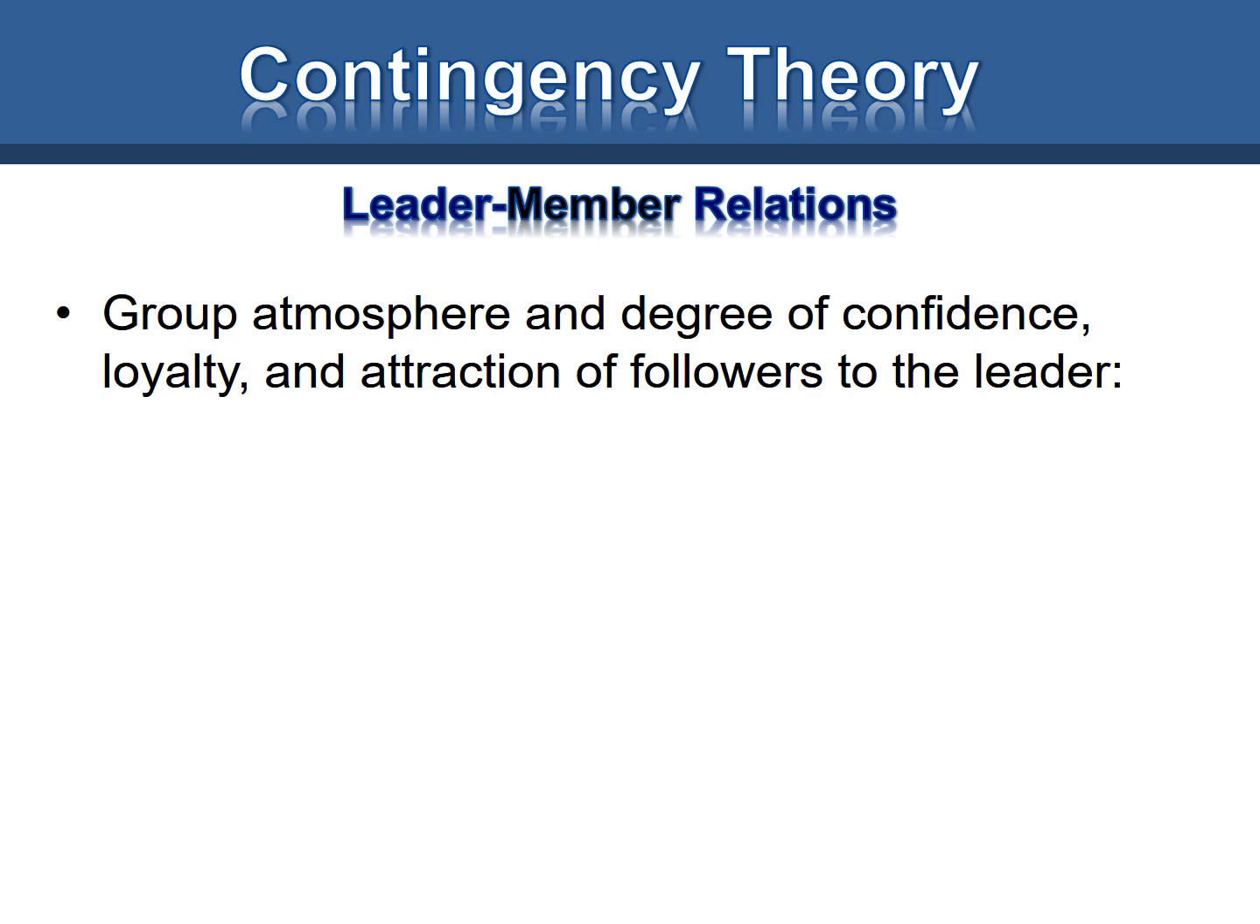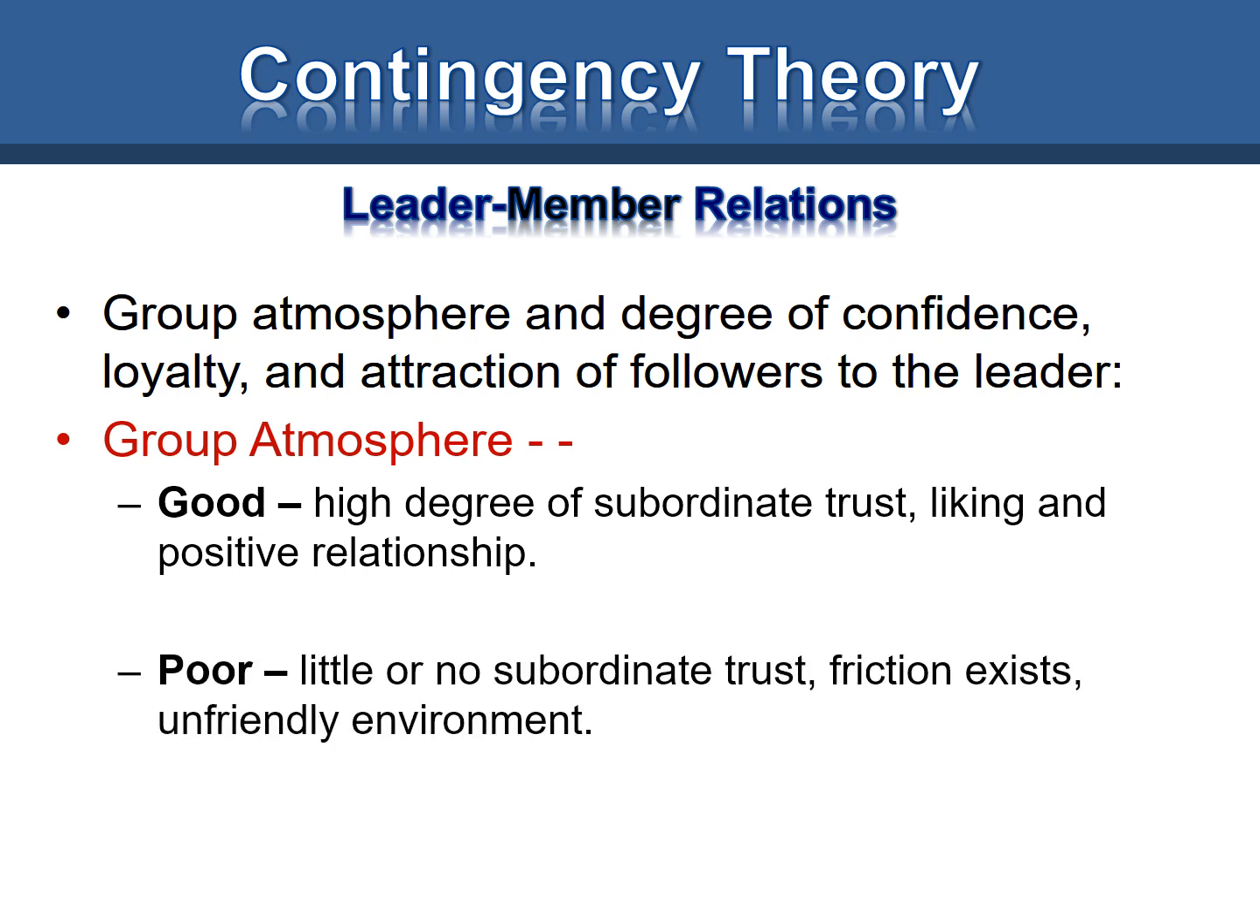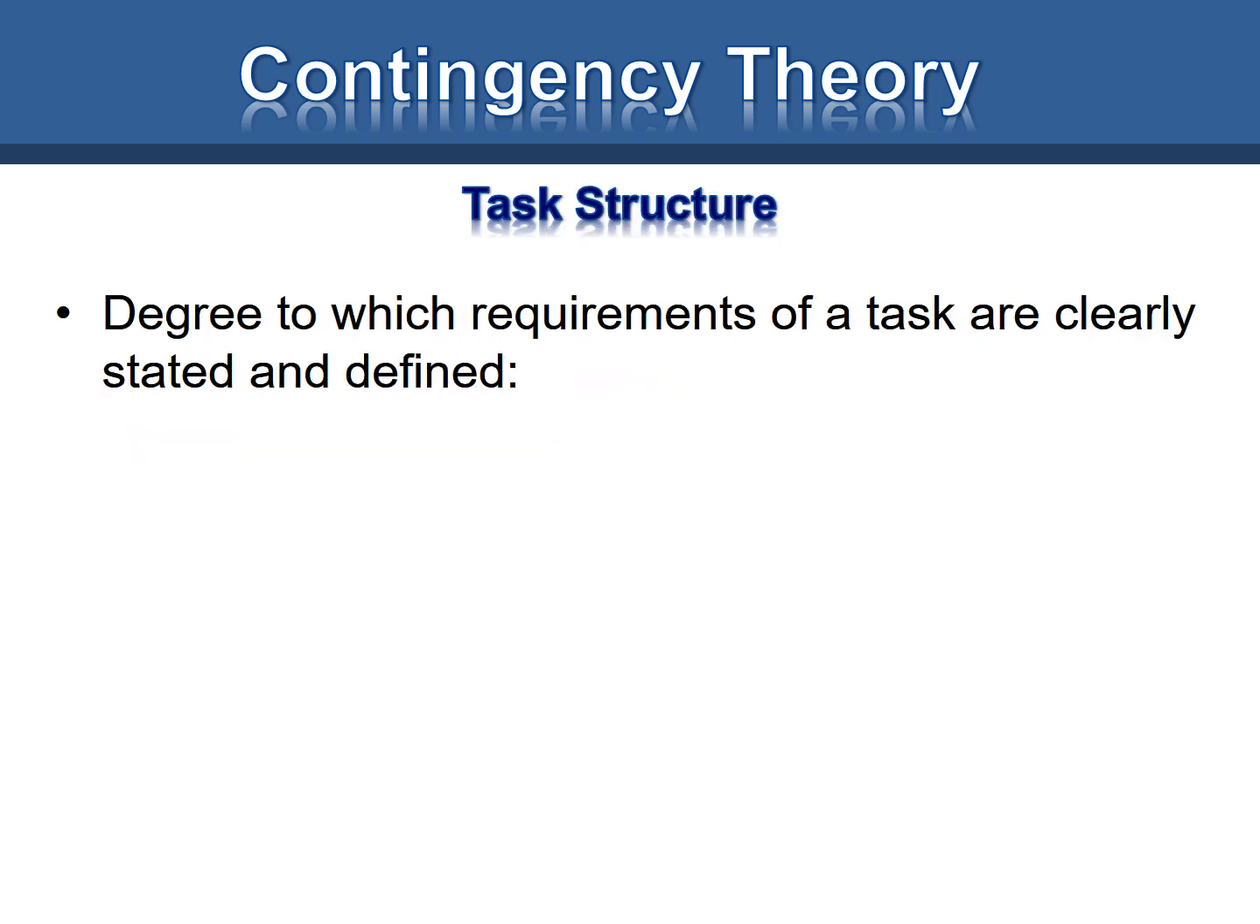Group atmosphere and degree of confidence, loyalty, and attraction of followers to the leader is important to leader-member relationships. Group atmosphere needs to be good. A high degree of subordinate trust, liking, and positive relationship. Poor would be little or no subordinate trust. There is friction existing within the group, and it's an unfriendly environment.